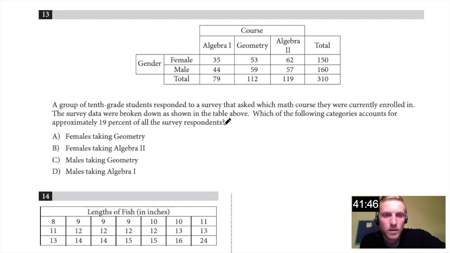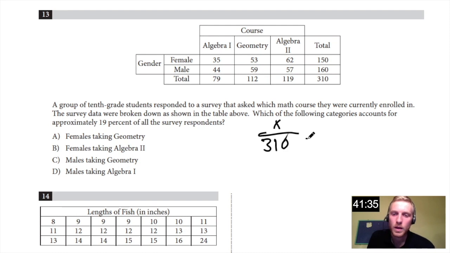So let's say 10th grade students. All right. So how many students do we have? We have 310 students. So we're going to come up with an equation. We're going to say our number of students, out of the total number of students, which is 310, is equal to 19%. 19% can be written as 0.19. So let's solve now to see how many students we're going to need. So we're going to say 310 times 0.19 is equal to 58.9.